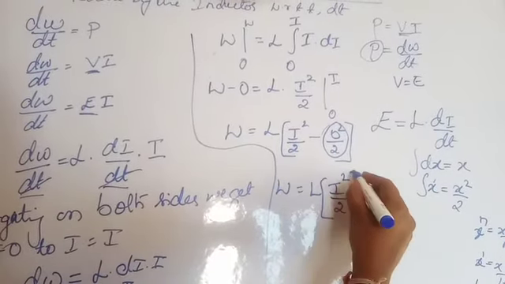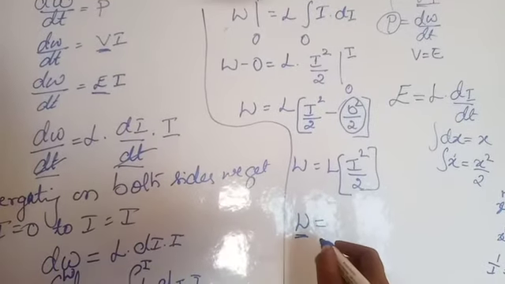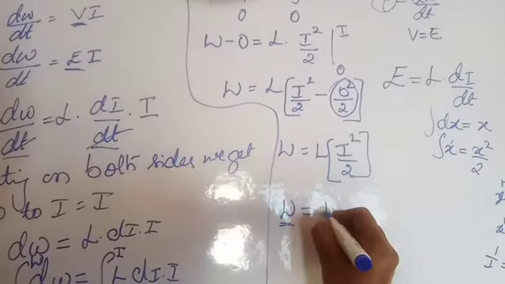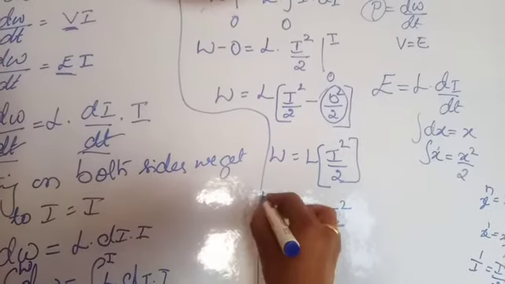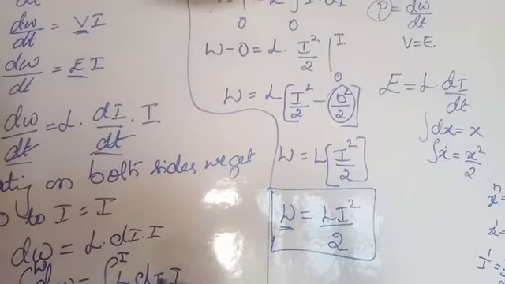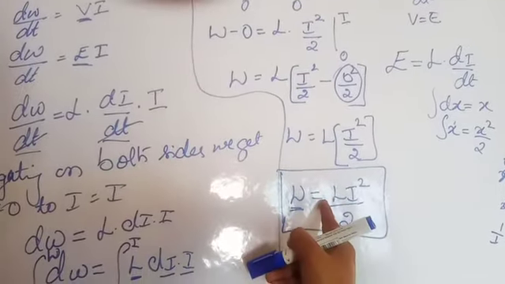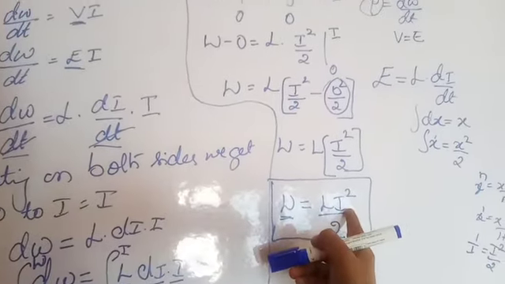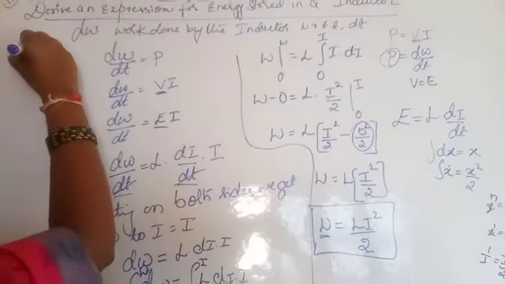by 2 comes. So the energy stored, that is work done, energy stored in what we call an inductor is Li square by 2. So this is an expression of the energy stored in an inductor. It depends on the self inductance and the current flowing in the circuit. So this is very important for the 3 marks question.